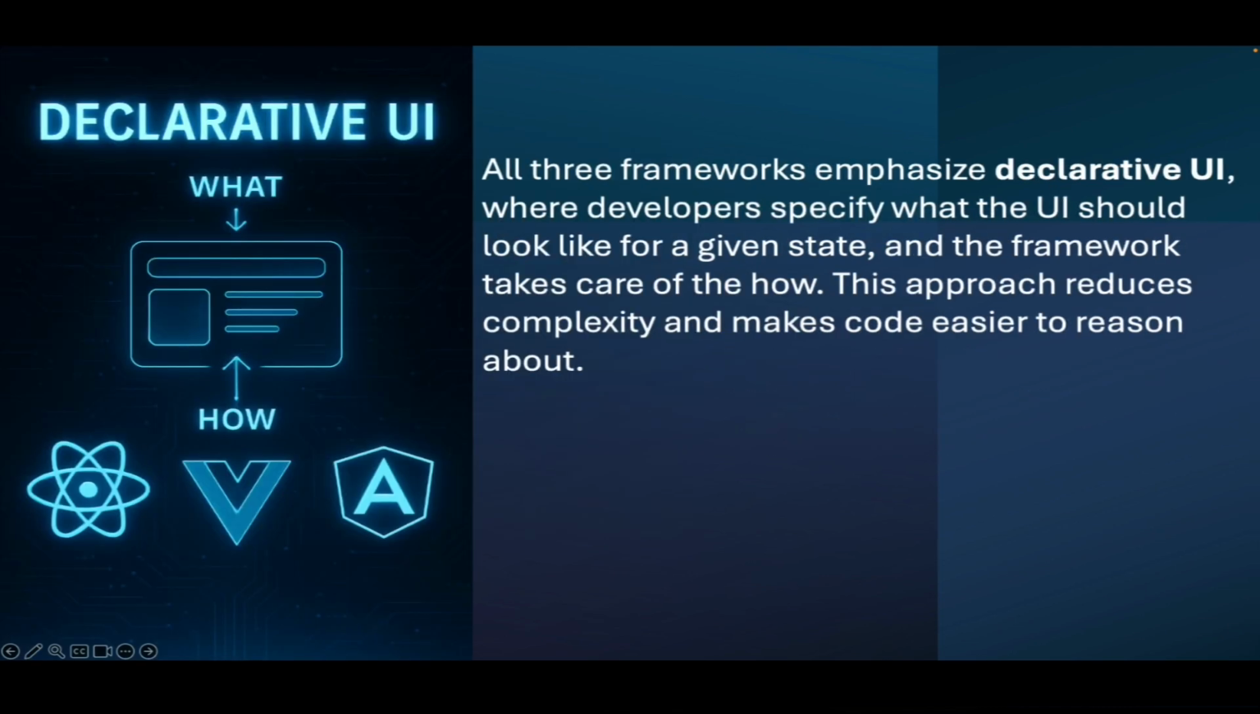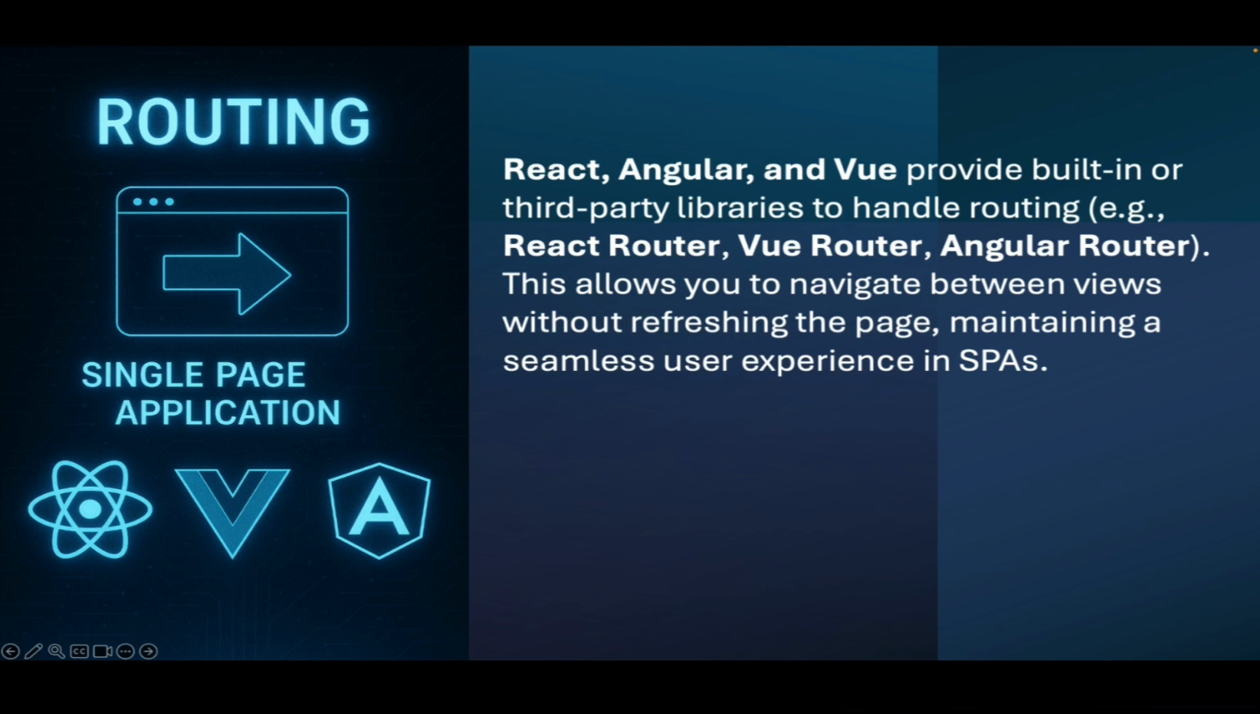Now, all three frameworks emphasize declarative UI, or user interface, where developers specify what the UI should look like for a given state. And we're going to see this in Season 3. And the framework or the library takes care of the how. This approach, of course, reduces complexity and makes the code easier to reason about. React, Angular, and Vue also provide either built-in or third-party libraries to handle routing, which allows us to navigate between views without refreshing the page, maintaining a seamless user experience in our single-page applications.